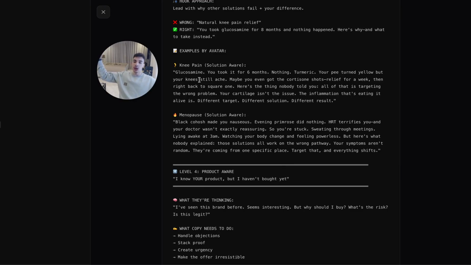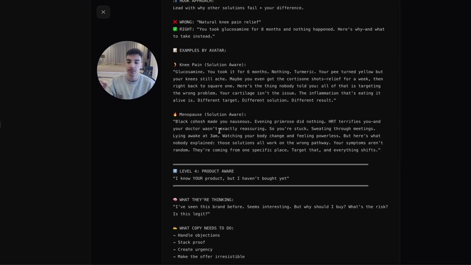They went from unaware to connecting with it: oh, I actually have a problem, knee pain. Problem aware is: here's what's going on with the knee pain. But what is the solution? I tried this, nothing's working. Why is this thing going to work? Social proof, differentiated mechanism.